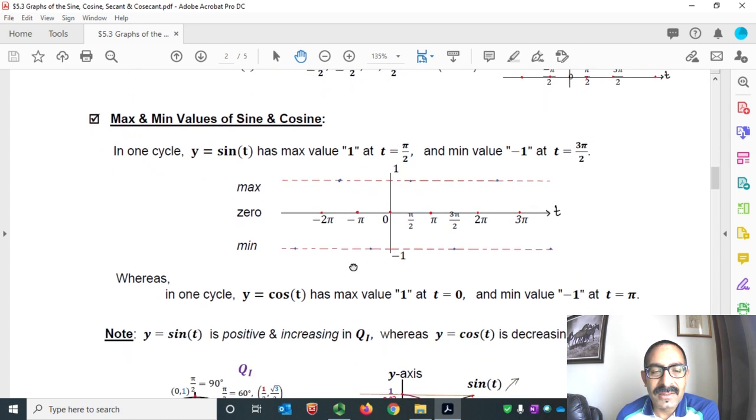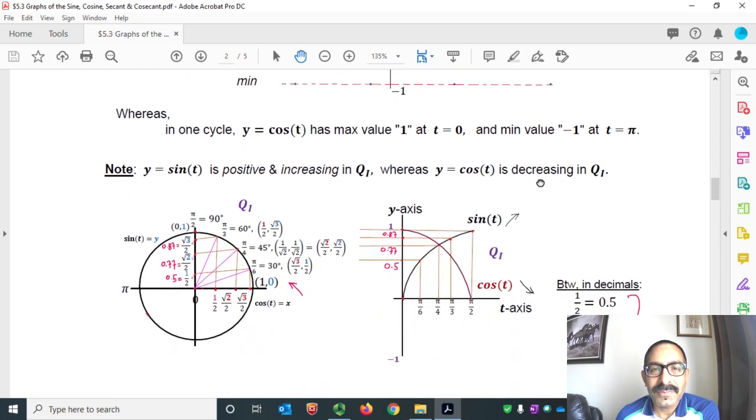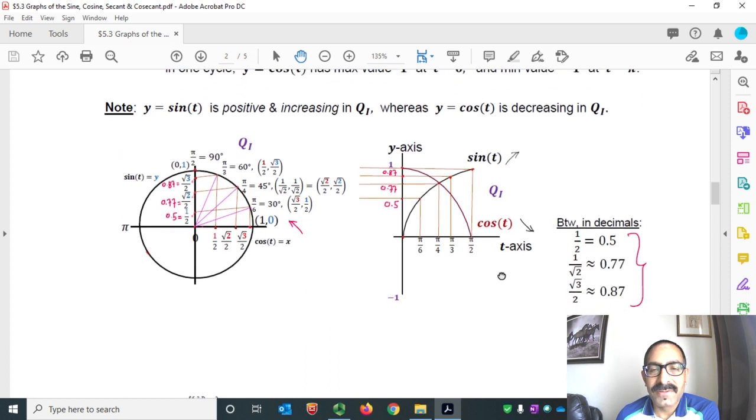Whereas in one cycle, y equals cosine t has maximum value 1 at 0 and minimum value minus 1 at t equals pi. And also to the negative side, it is 0 at 3 pi over 2 and 1 at t equals 2 pi. Great. Let's move on. Note, the sine function is positive and increasing in the first quadrant, whereas cosine t is decreasing in the first quadrant. So let me compare those values here.